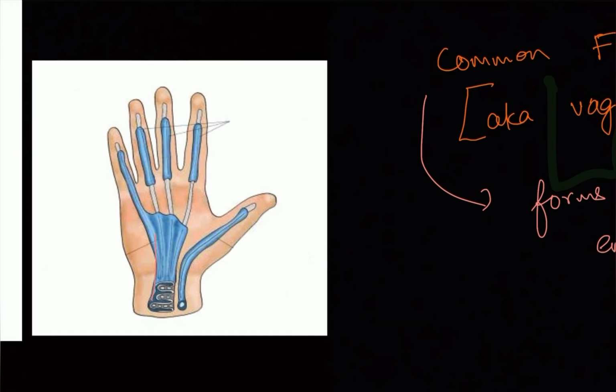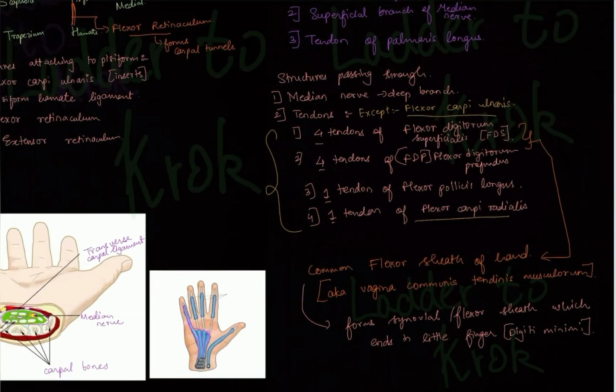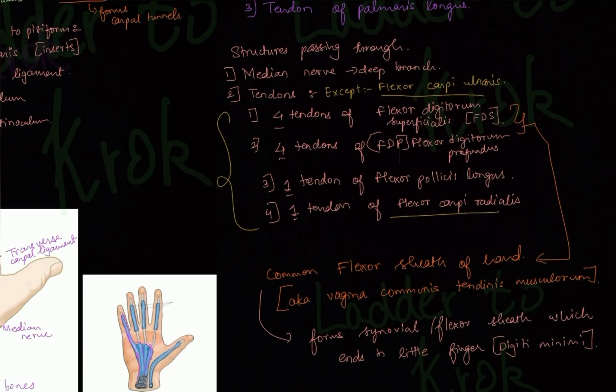So these are the tendons together. You can see they are merging and they are mostly ending where? In the little finger, you must know. So remember the name, common flexor sheath, formed by the 4 tendons of the flexor digitorum superficialis and the tendons of the flexor digitorum profundus. Okay, so formed by, you must know this.